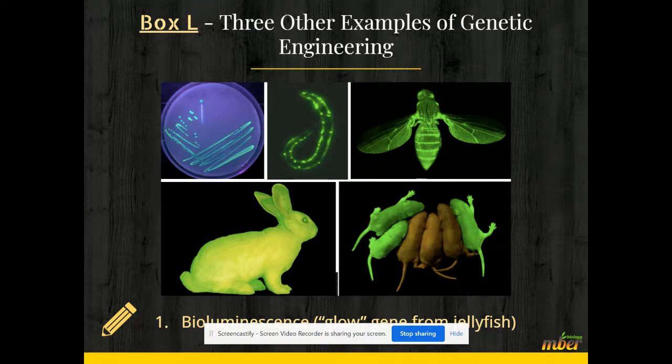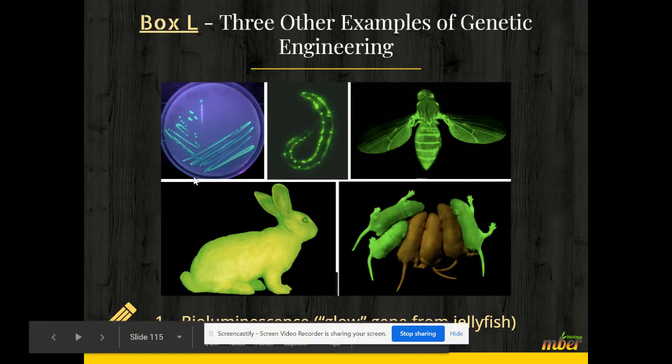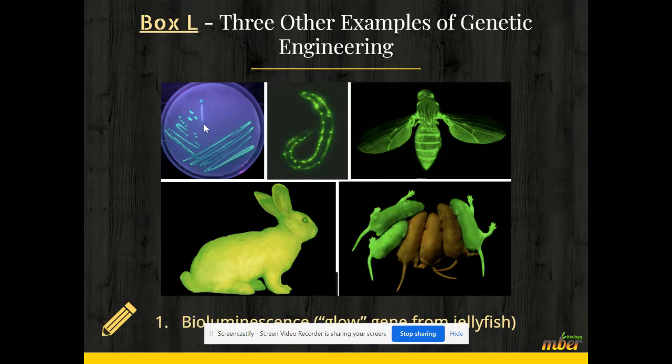Box L. So, 3 other examples of how we use genetic engineering. Bioluminescence, a glow from a jellyfish. I actually did this one when I was in high school. We took DNA from a jellyfish, we spliced it into normal bacteria DNA, and then we grew this bacteria and it glowed, which was really cool.